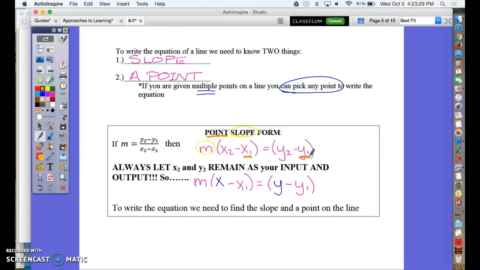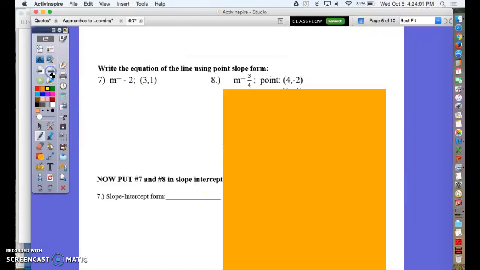Now, x sub 2 and y sub 2, we don't really like having extra subscripts if we don't need them. So you're going to remember that those are remaining as your input and your output. I made them blue right here. Those are actually going to be your variables. You need to have an x and a y in your equation. Remember that the point is going to be this x sub 1 and this y sub 1. That would be any point on your line. And the slope is going to be m, as it has always been. So this may look confusing. Don't stress out. Let's try one.